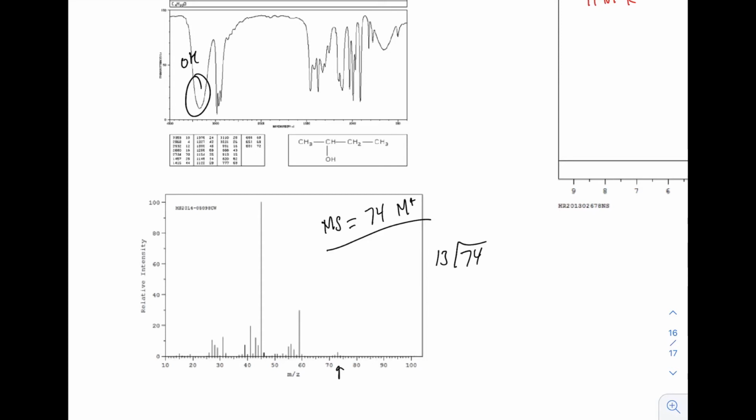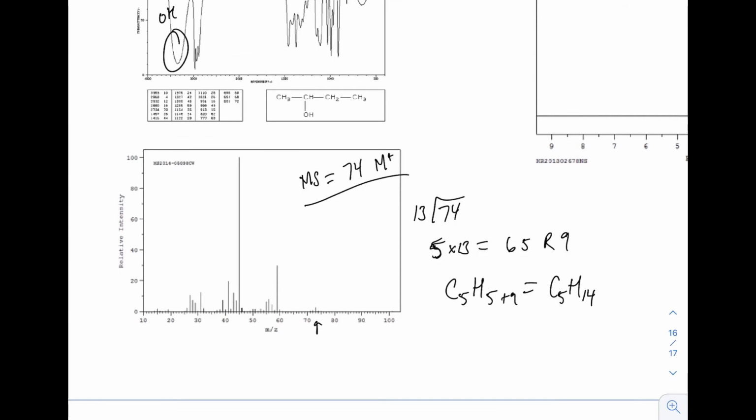Let's see. I think that's 5. So 5 times 13 is 65. So that means we have as C5, H5 with a remainder of 9. And so we add the 9 to this hydrogen count, and that gives me C5, H14.